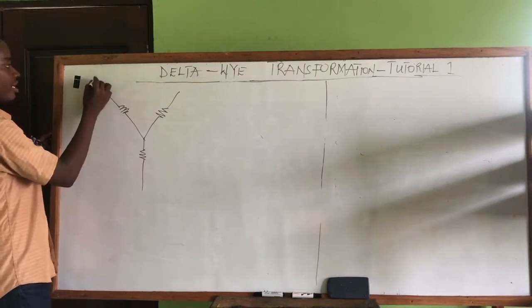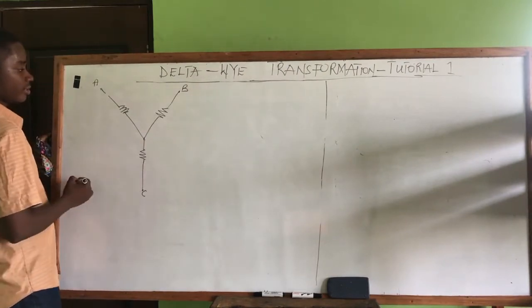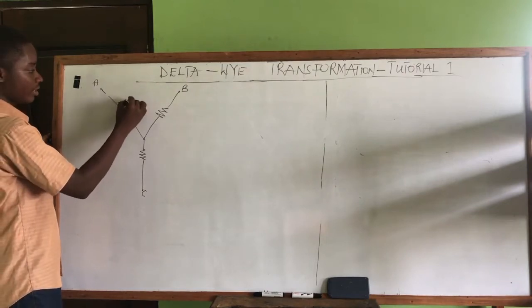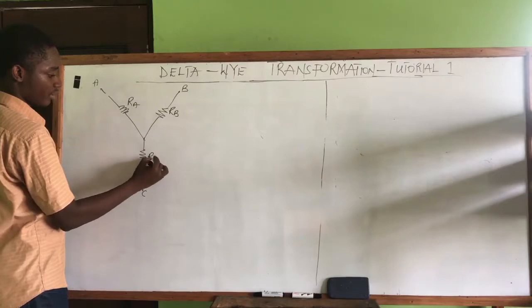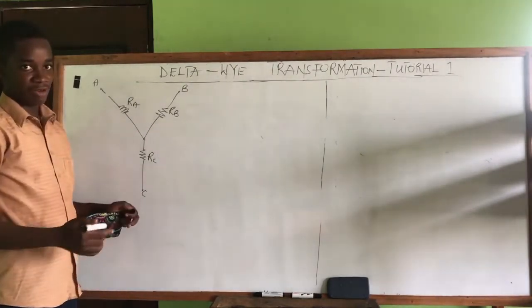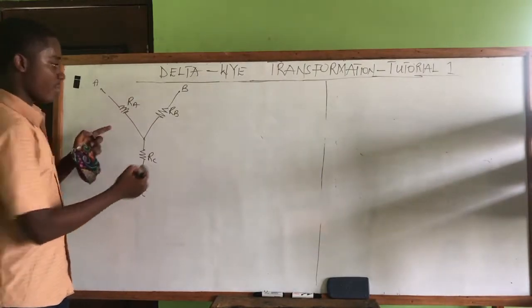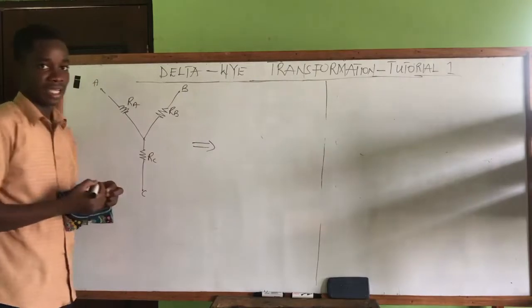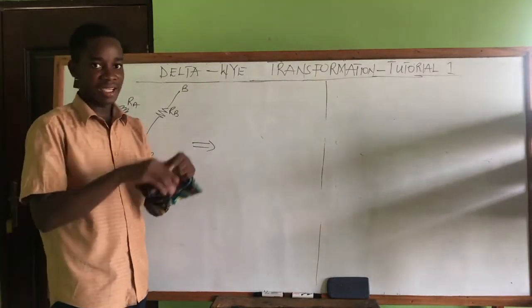So let's say this is A, B, and C. Let's call this one RA because it's connected to A, RB, and RC. They can give you the shape in the form of T, but don't forget you can draw it in the form of Y because they are the same thing. So now we are changing the Y to a delta.